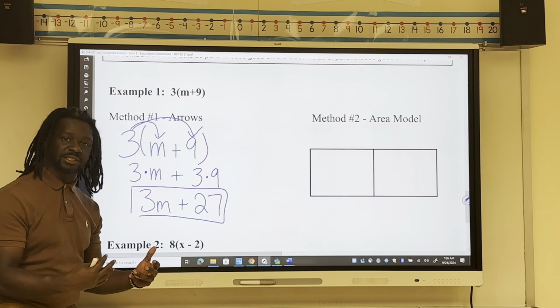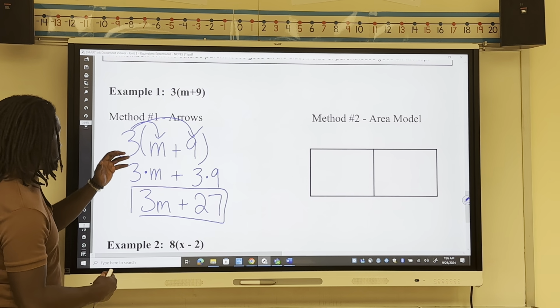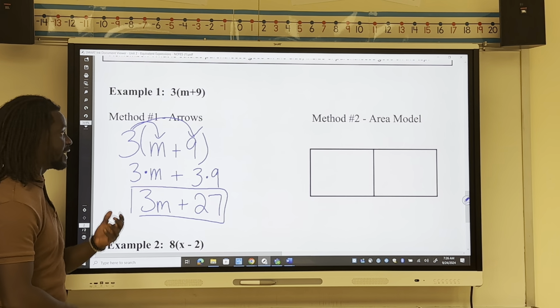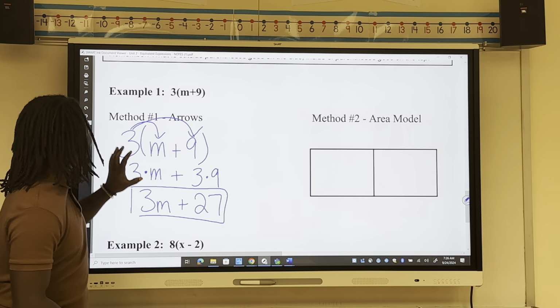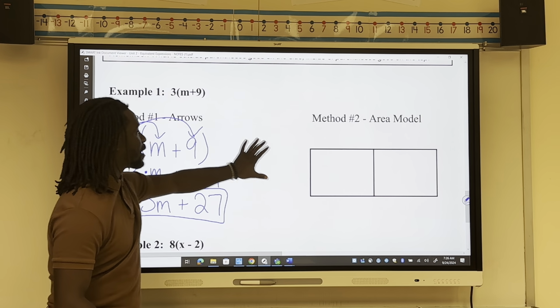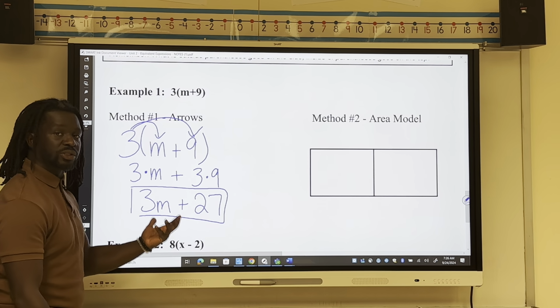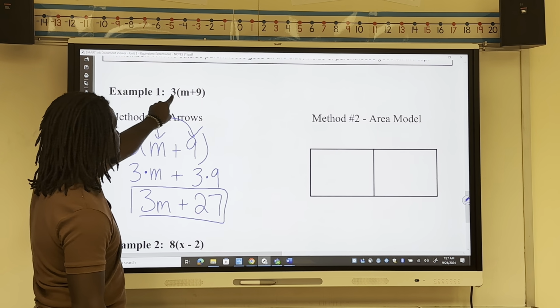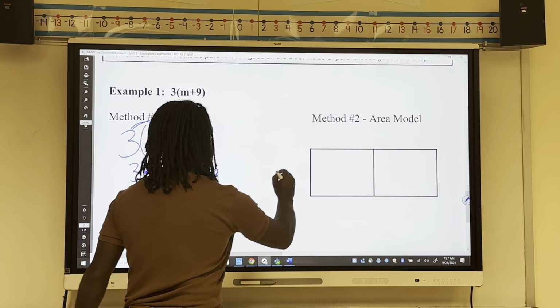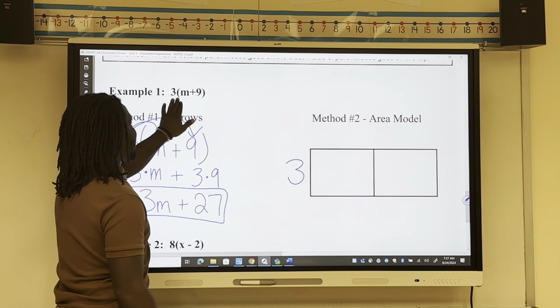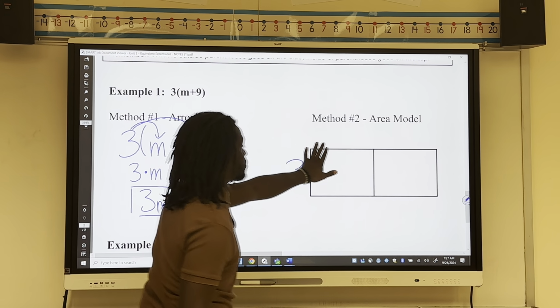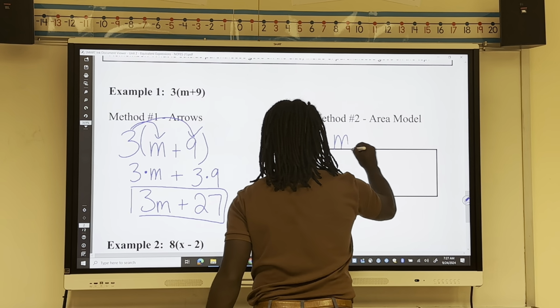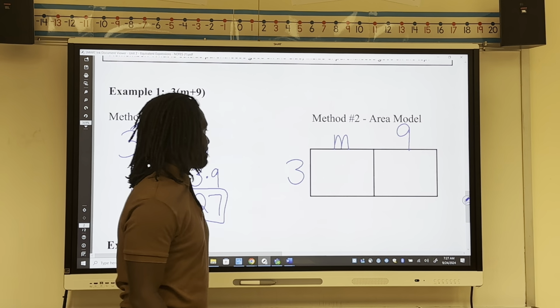And so that's what this lesson in this unit is all about. It's all about finding equivalent expressions. Now I want to do this same example, but I want to use the area model just to demonstrate what that would look like, okay? Again, remember the 3, the number on the outside, is going to go on the side, and then whatever's in the parentheses is going to go to the top. So we have the m and we have the 9, all right?